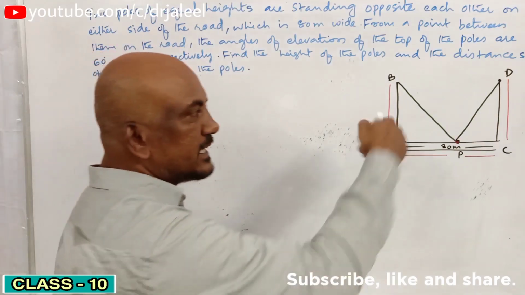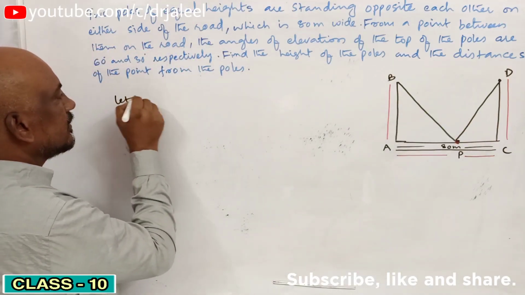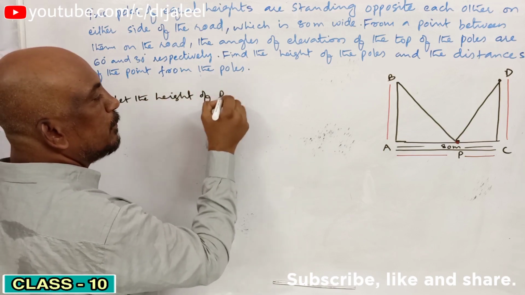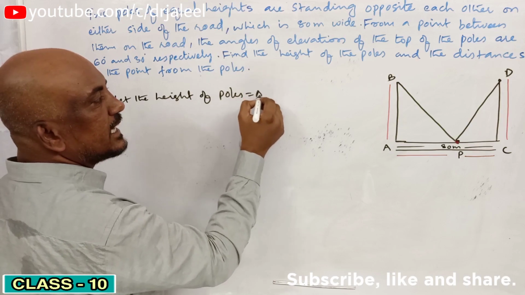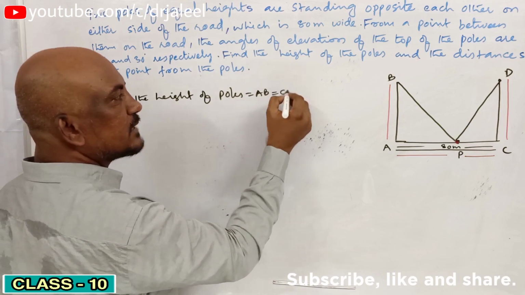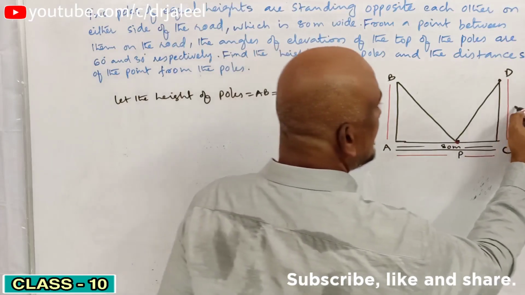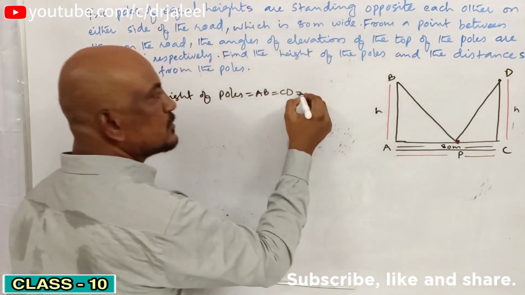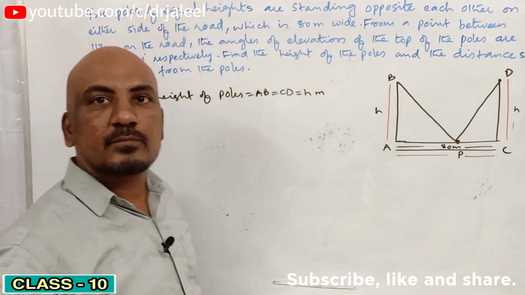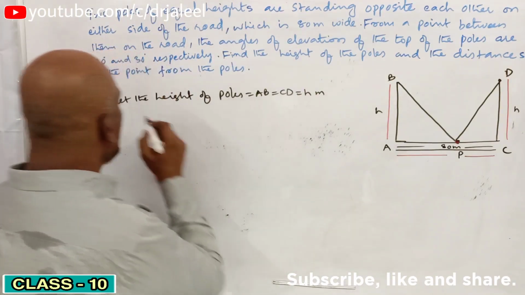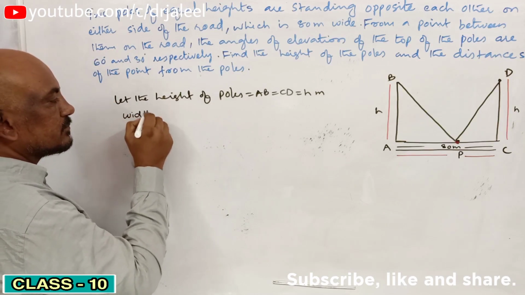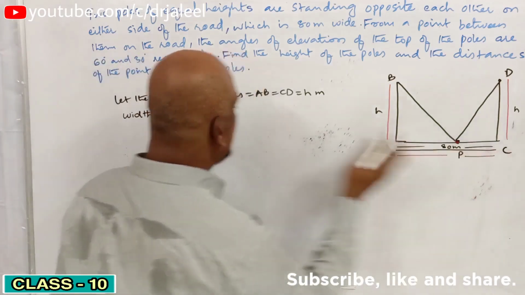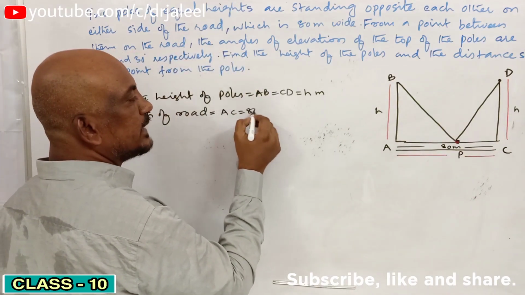First, let us describe the height. Let the height of poles, how much is it? AB is equal to CD is equal to, let me take this as H for our convenience. So I am taking it as H meters. So the second, width of the road. Width of road is equal to how much is it? AC is equal to 80 meters.